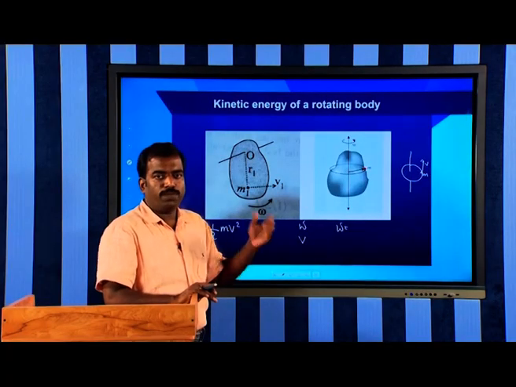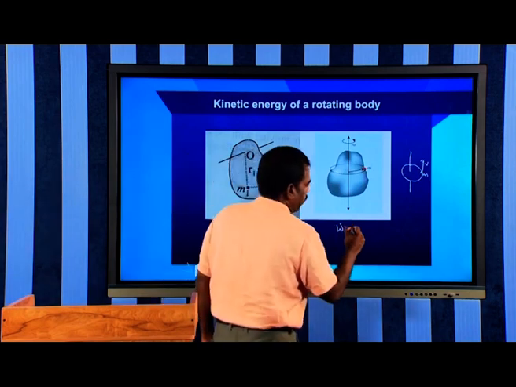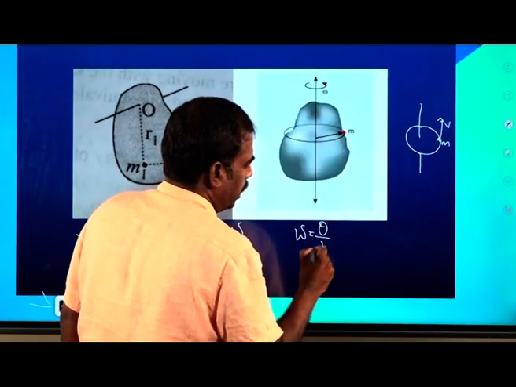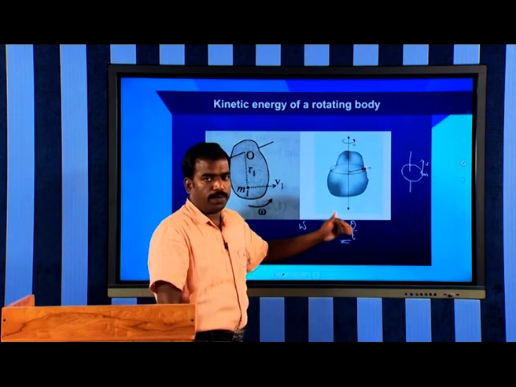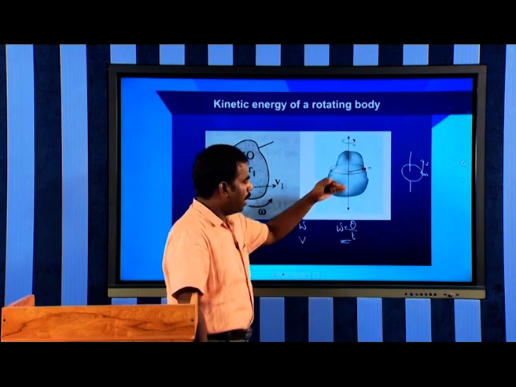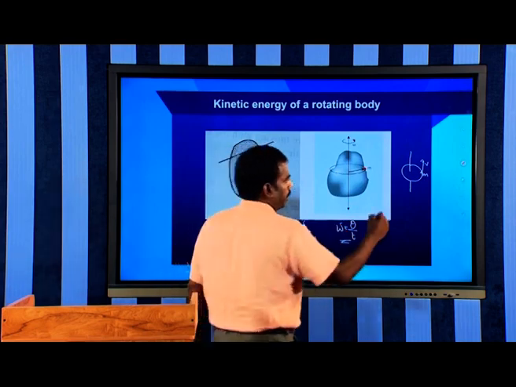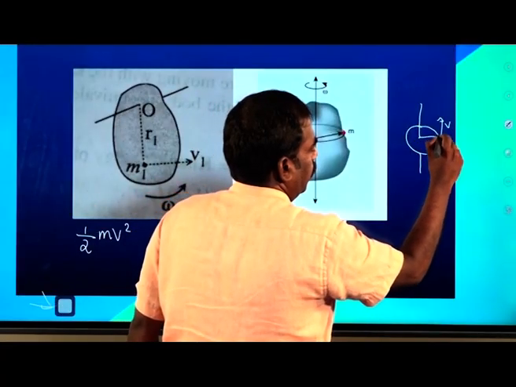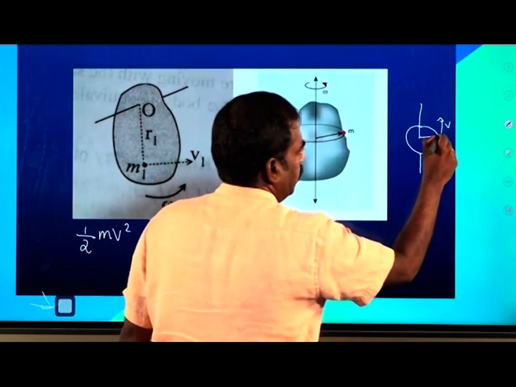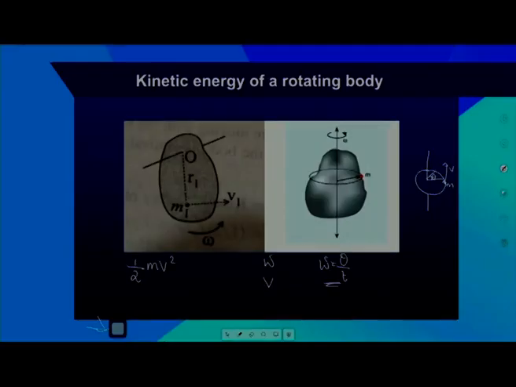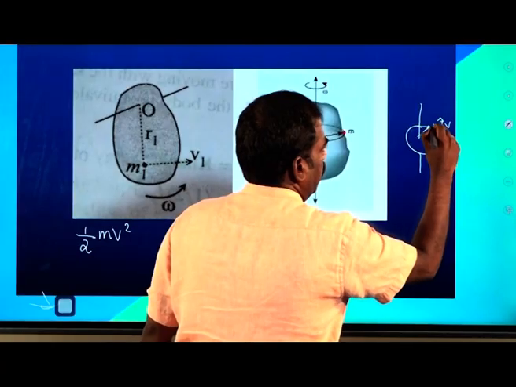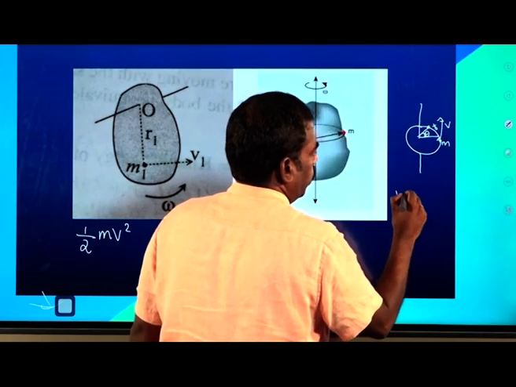Angular displacement by time taken, theta by t. So, this is the expression for angular velocity. Linear velocity is displacement by time taken; angular velocity is angular displacement by time taken. For example, at the initial state the particle is at this position, then it makes an angle theta and reaches this point at a time t, then we can say omega equals theta by t.